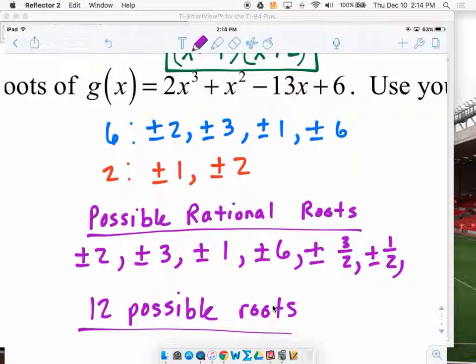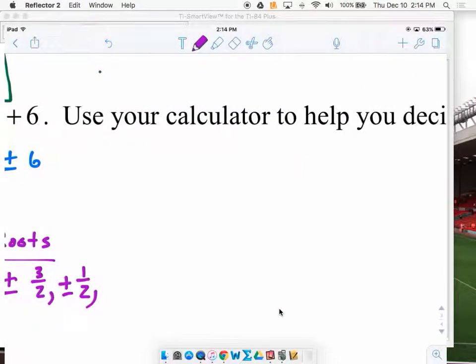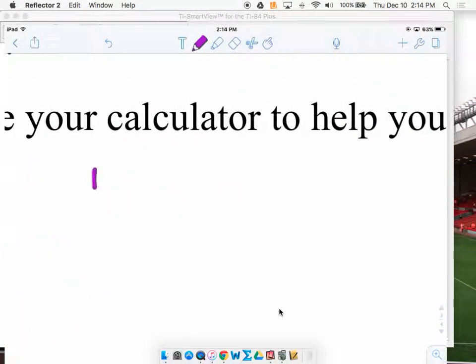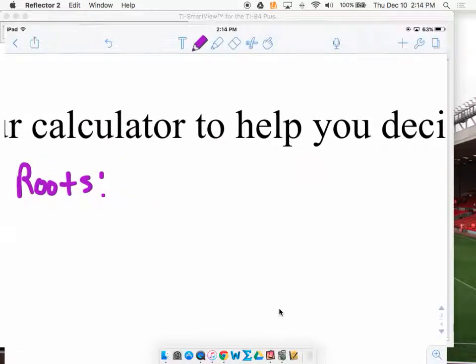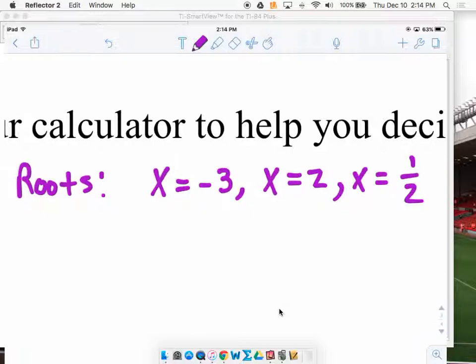All right, so I do have roots at x equals -3, x equals 2, and x equals 1/2.